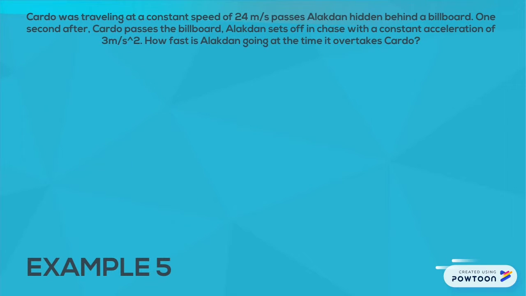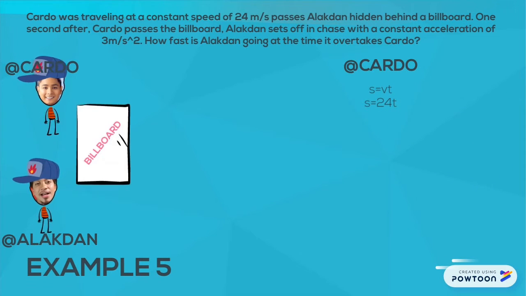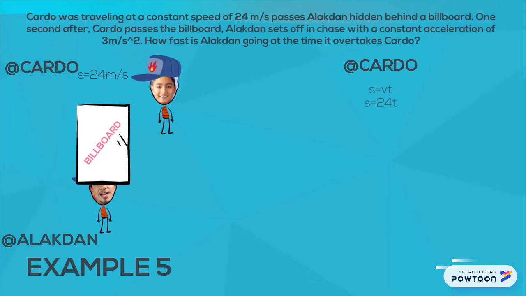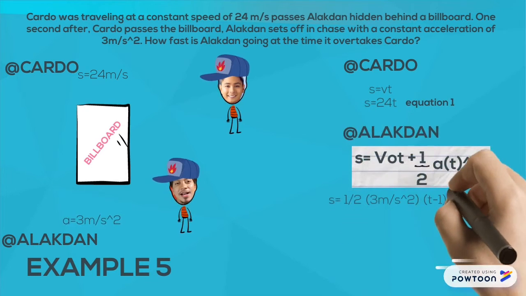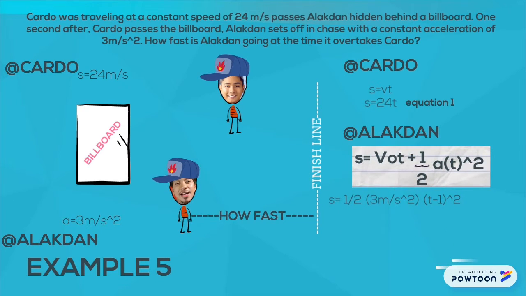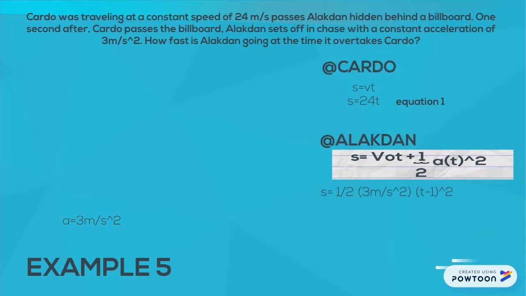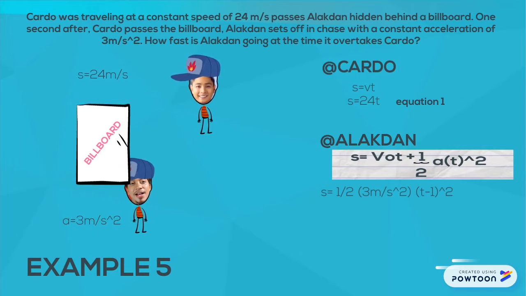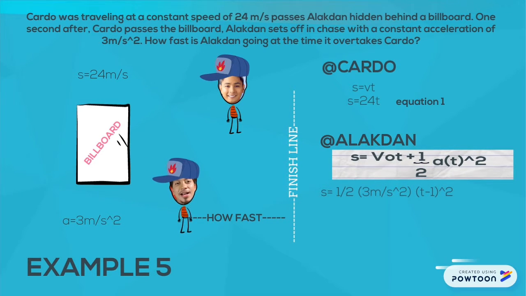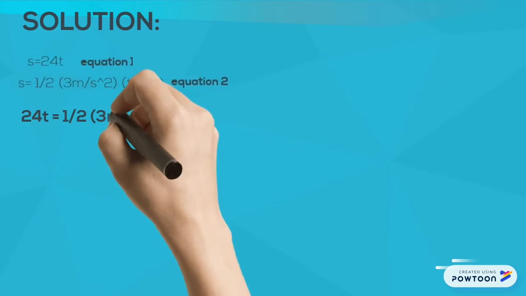The solution for this: at Cardo, use the formula of SED. S is equal to velocity times time. Cardo has a velocity of 24, and this is equation number 1. At Alakdan, use the third formula. Alakdan has an acceleration of 3 and the time will be t minus 1. Why t minus 1? Because the problem says that 1 second after Cardo passes the billboard, Alakdan sets off in chase. It means that Alakdan has a 1 second delay after Cardo passes the billboard. At Alakdan, this will be equation number 2. Let's put equation 1 into equation 2, so we now have this new equation.